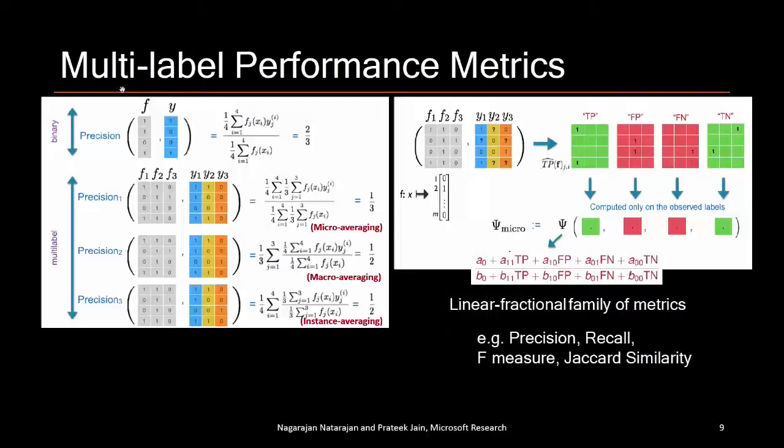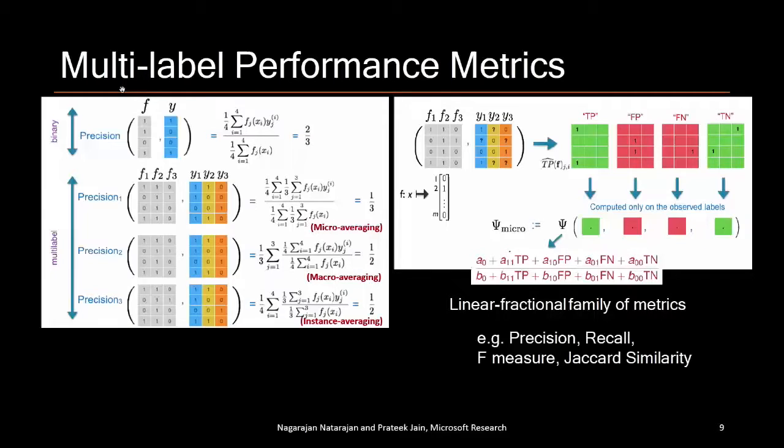So I can take each label as a binary classification problem and apply the precision function or any other performance metric of your choice, and then take an average over labels. Or you can do the same thing over instances. I can take the predictions for each instance and then take an average over instances. So these are what in the literature people refer to as micro-averaging, macro-averaging, or instance averaging.